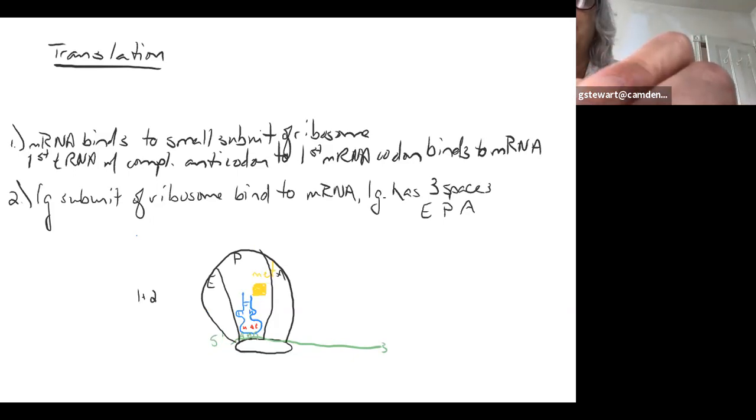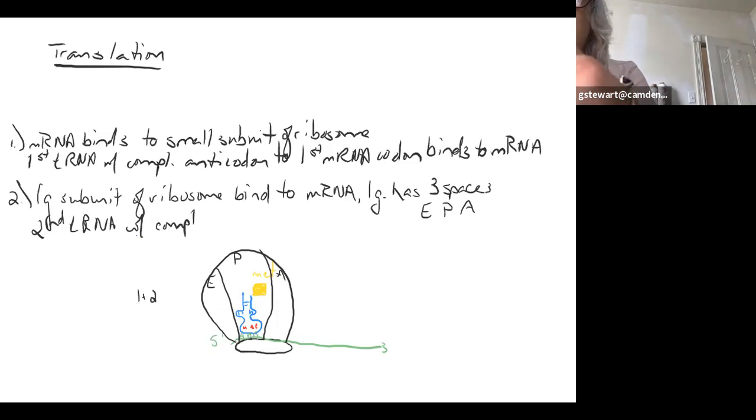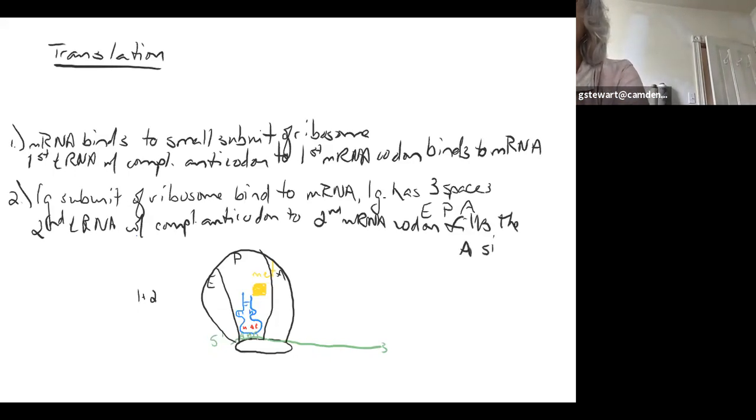Staying here at step 2, second transfer RNA with complementary anticodon to second messenger RNA codon fills the A site. So here's my second one. It is also going to have an amino acid on it. It's going to be a different amino acid though. So I'm going to draw that one as a green circle. This can be whatever it is. We could make it phenylalanine, because we know that code on the message is UUU. So that would make this phenylalanine. So I'll put PHE here.